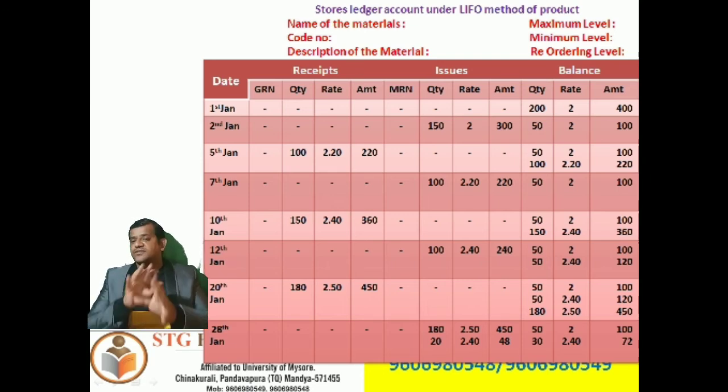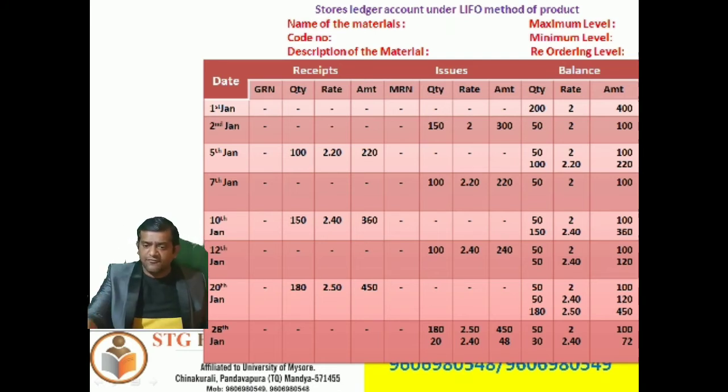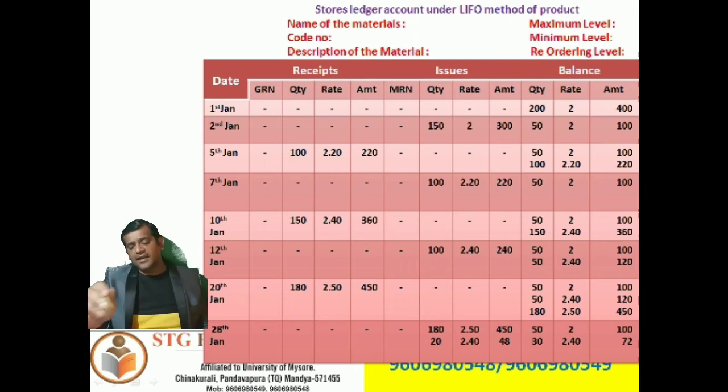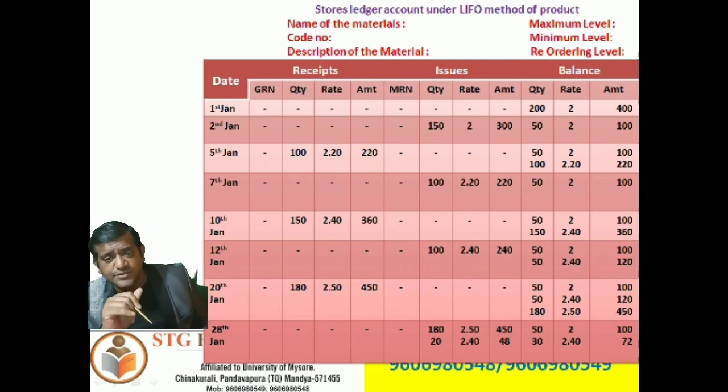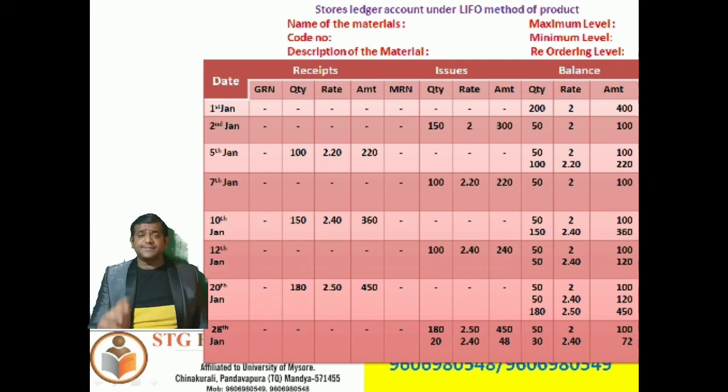Clear? So this is how the LIFO method should be done. This is how we are going to solve the LIFO method. Now I am done with the statement of first in first out method and last in first out method. In both the methods we have prepared the stores ledger account, but as per the working note I said that we have to calculate the total units of closing stock with us. If that matches, then the problem we have solved is correct.